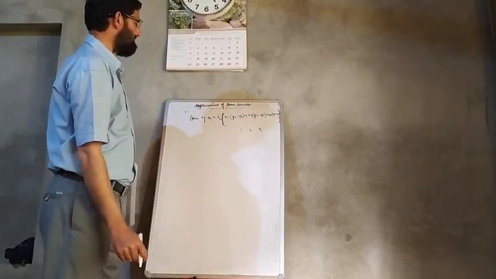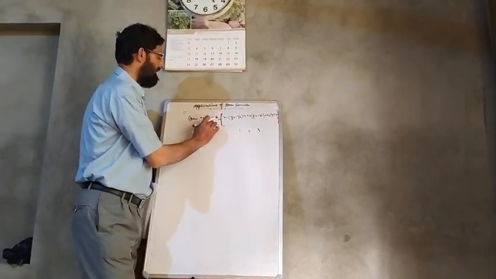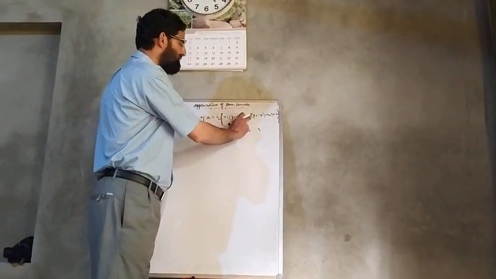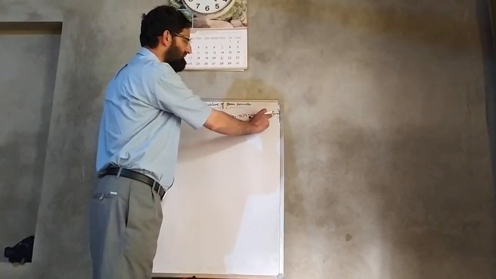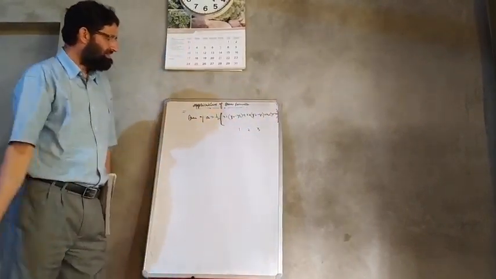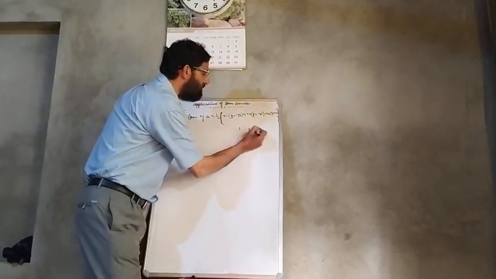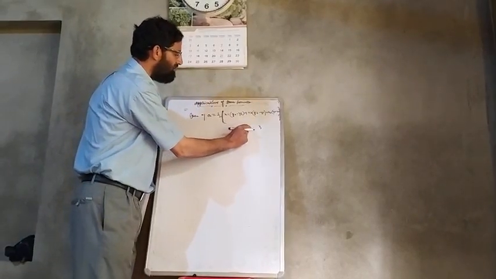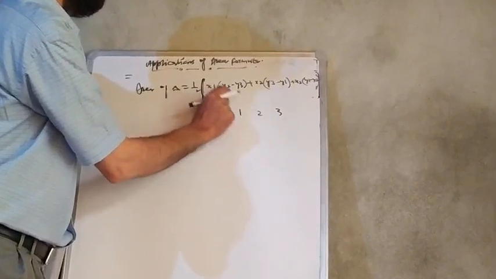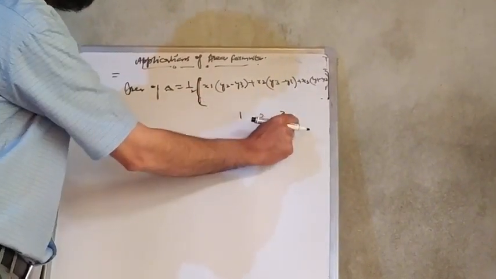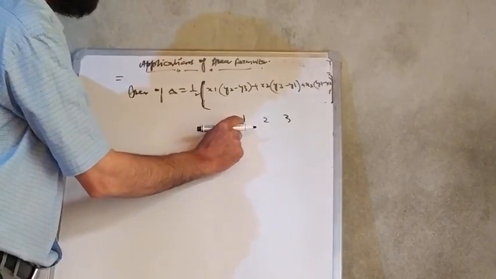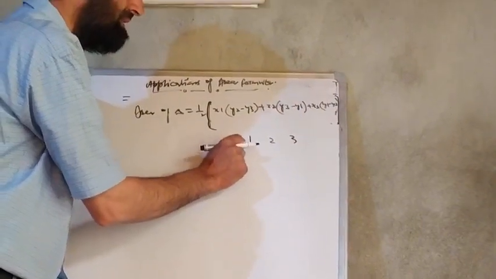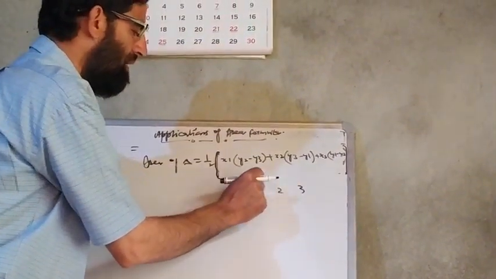Now, how to remember this area formula? That is, area of triangle is equal to 1 by 2 [x1 into y2 minus y3 plus x2 into y3 minus y1 plus x3 into y1 minus y2]. It's very simple. We shall write here 1, 2 and 3. Now x1, this one is x1 into y2 minus y3. So you will write 1, 2, 3. Then x1 into y2 minus y3. Then x2 into y3 minus y1. Then x3 into y1 minus y2.